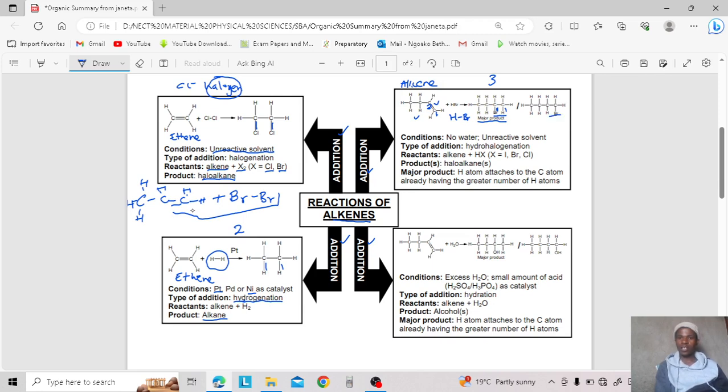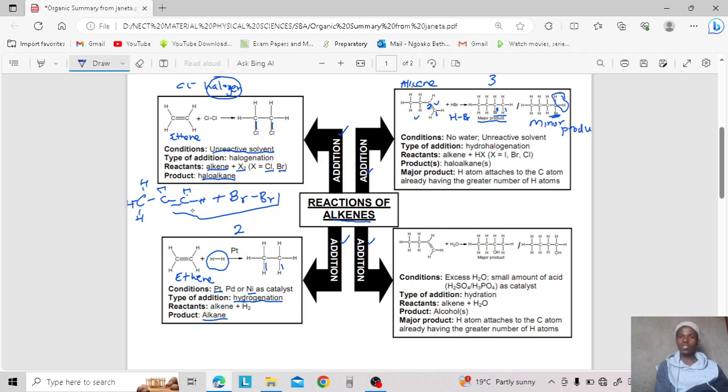Then if you write it like this, with Br at the carbon that already has more hydrogens, so this we call a minor product. A minor product here. The major product is the best product, the minor product gives bad results. That's why we prefer to use the major product.